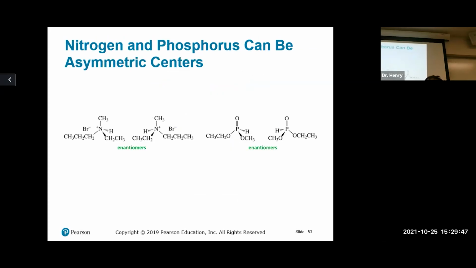Okay, so we could also have asymmetric centers with nitrogen and phosphorus. Okay, and here's examples of that.